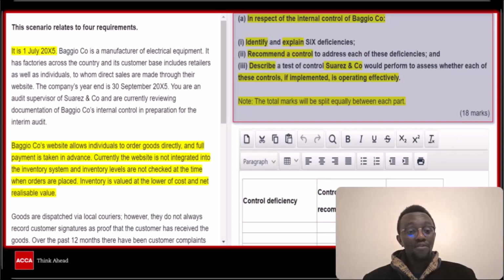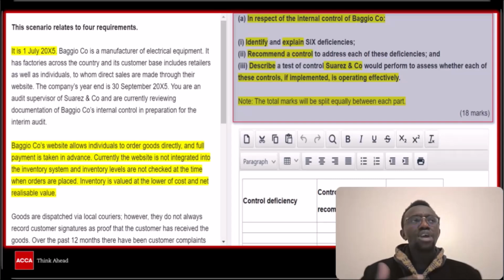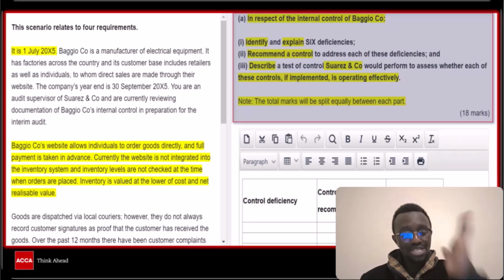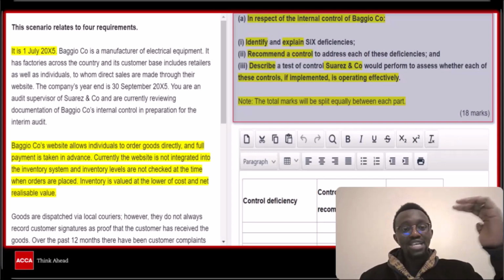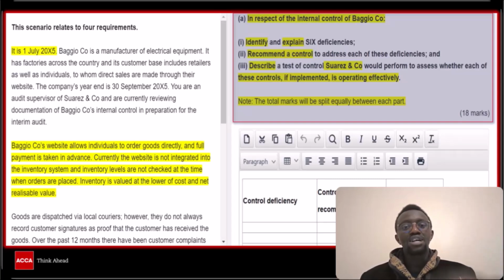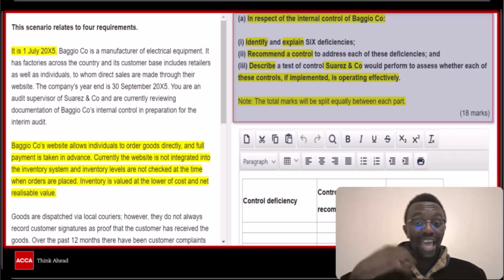Remember that. So even when you're writing your answer here, when you're giving your recommendation, also start to think of how you can test if it's working effectively. How can I confirm that it's there or not? How can I confirm that the recommendation I've given is working effectively? You have to think of that. All right. And of course, the total marks will be split equally. That means for a well identified and explained deficiency, 1 mark: identifying is half a mark, explanation is half a mark. Giving a recommendation is 1 mark. Giving an appropriate test of control is 1 mark. So if you give 6, those are 18 marks.